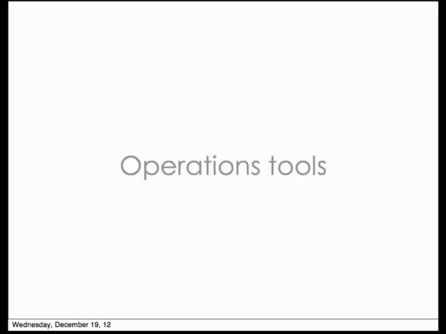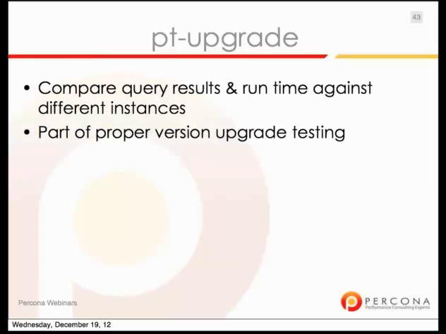Let's now discuss some operations tools. The oldest of the operational tools from the toolkit, and another one that I use too often and probably should be using a lot, is pt-upgrade. Basically what it does is take a list of queries and run it against a set of servers, comparing response time, errors, warnings, and results. So it's a very good part of a proper, safe upgrade testing.